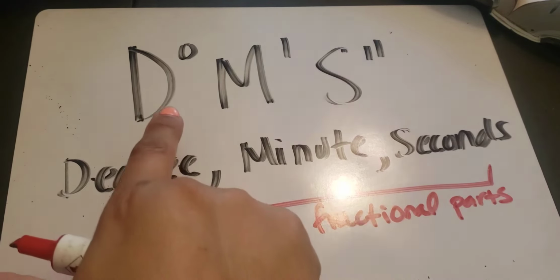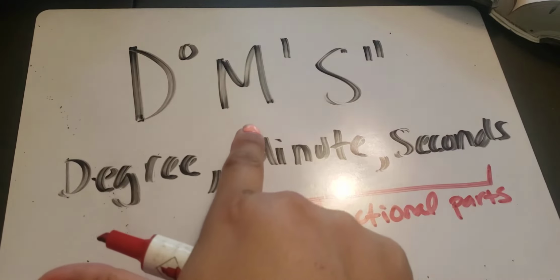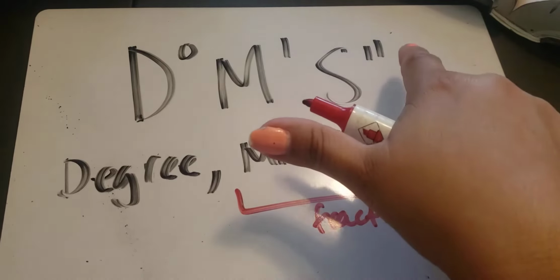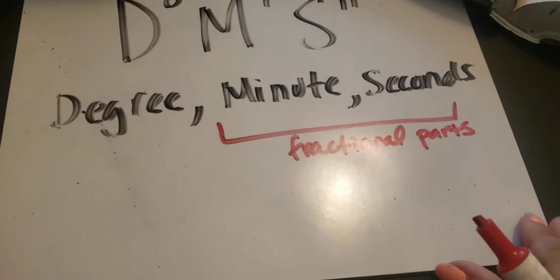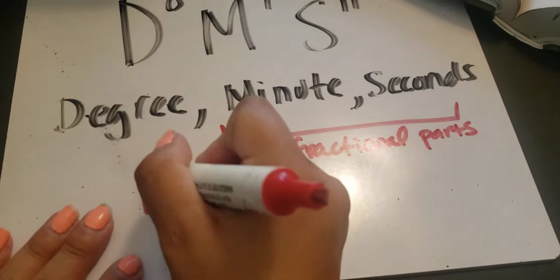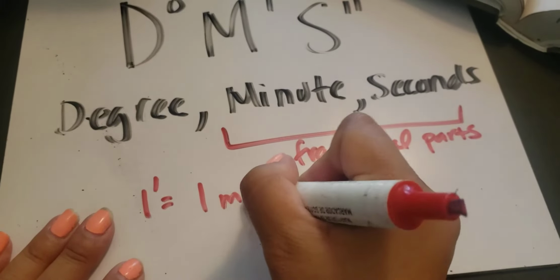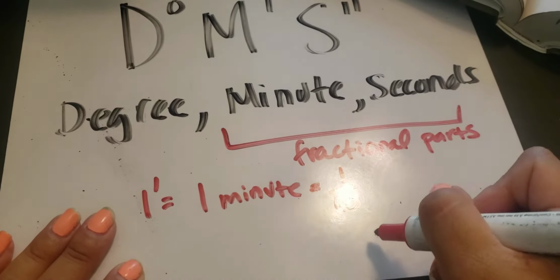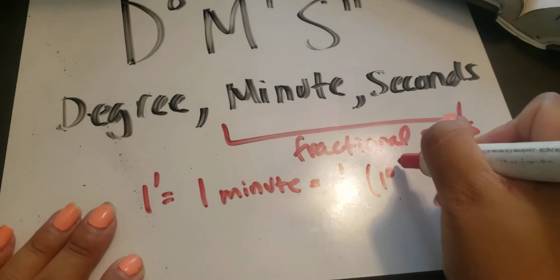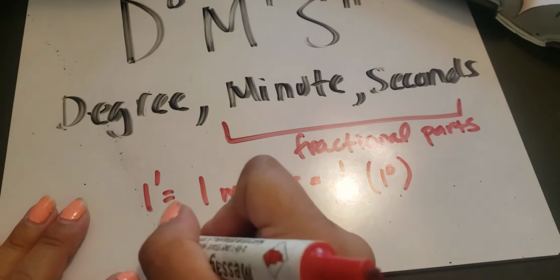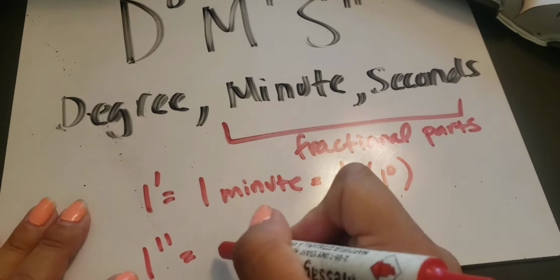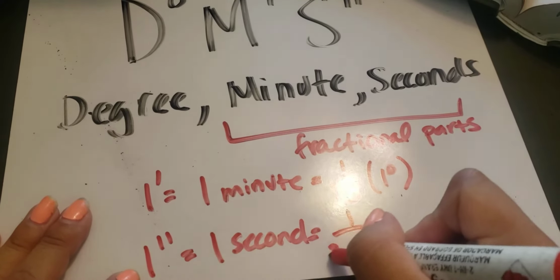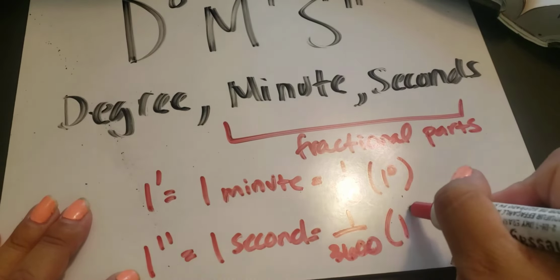Okay, so this is degree, and it has the degree symbol. This is M for minute, and it has the prime symbol. S for seconds, and that's double prime. Okay, so let me just show you. One prime is basically 1 minute, and a minute is represented by 1/60th of a degree. And then one double prime, that's 1 second, and basically that's represented by 1/3600th of a degree.